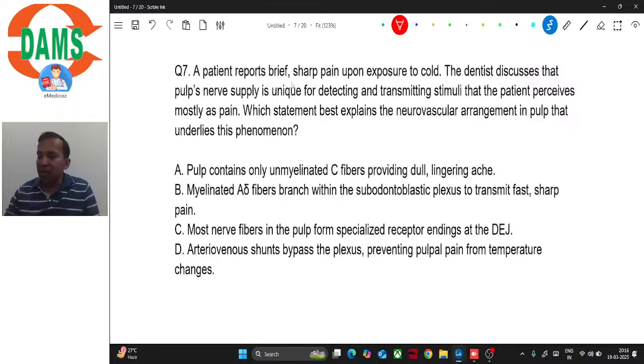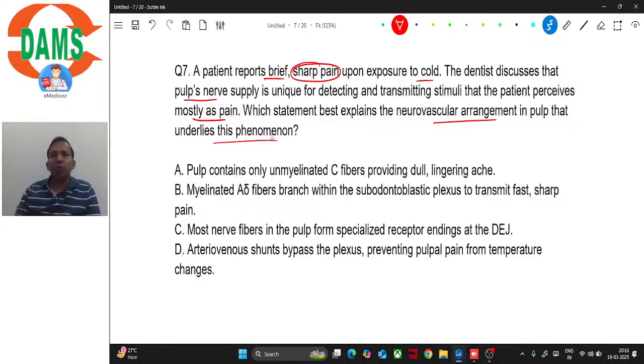So a patient reports brief sharp pain upon exposure to cold. The dentist discusses that the pulp's nerve supply is unique for detecting and transmitting stimuli that the patient perceives mostly as pain. So we all know that most of the stimuli are perceived as pain by the pulp. In fact, not most, but all the stimuli are perceived as pain, isn't it? So which statement best explains the neurovascular arrangement in pulp that underlies this phenomenon?